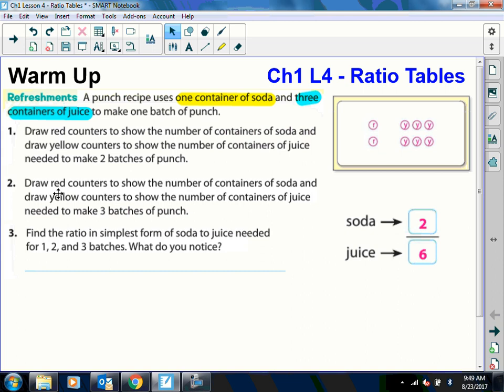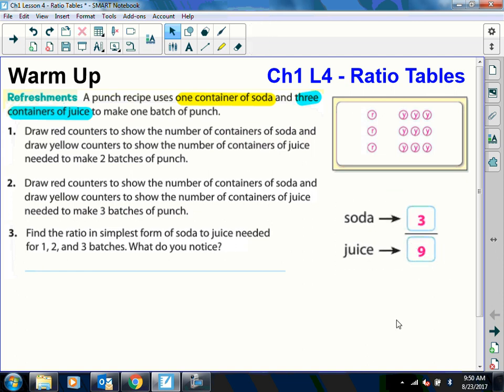All right. Number 2 here says draw red counters to show the number of containers of soda and draw yellow counters to show the number of containers of juice to make, now this time, 3 batches. So what am I going to do to that first ratio? We're going to multiply by 3. Very good. So we're going to have 3 containers of soda and 9 containers of juice. So what's my ratio going to be for 3 batches? 3 to 9. Is everybody with me?